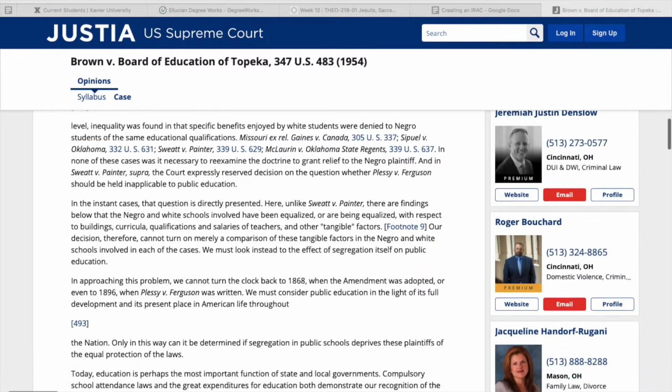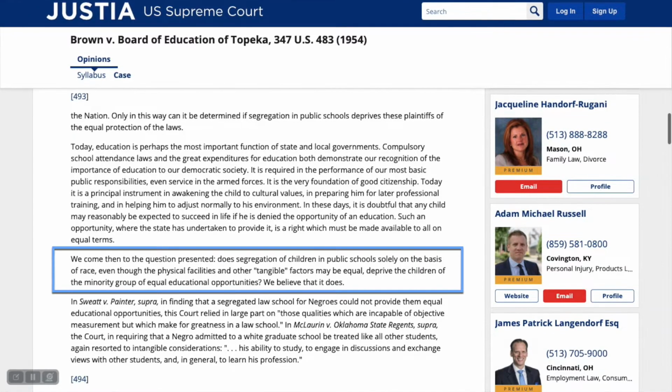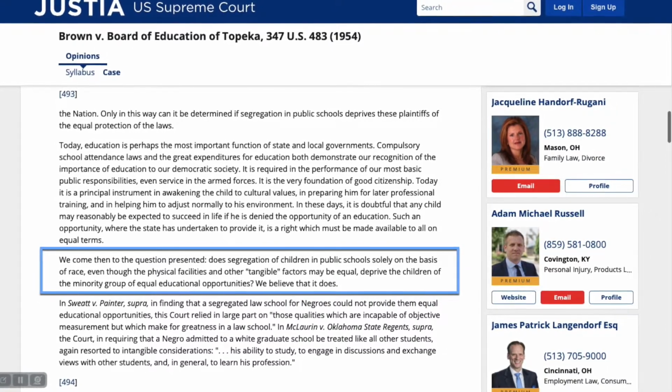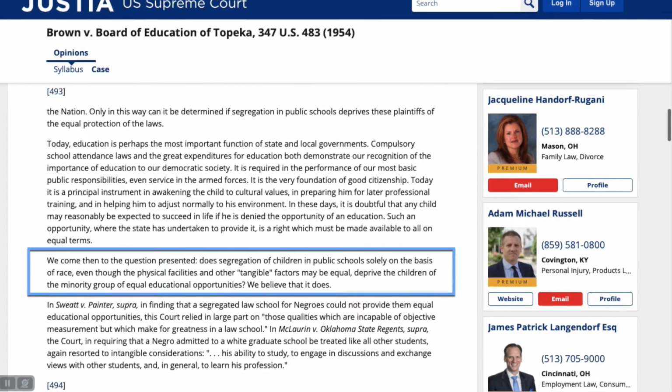I also used a portion of Section 493, which discusses the question the court approaches about whether segregation actually upholds equal protection or if it deprives minorities of equal opportunities. From this information, I was able to formulate a complete articulation of the issue.